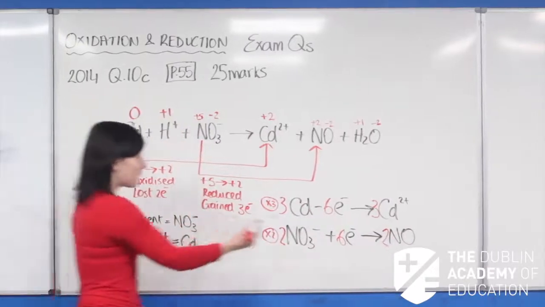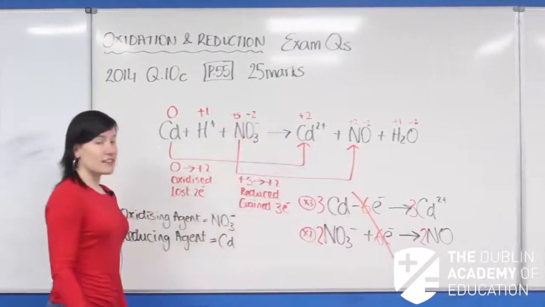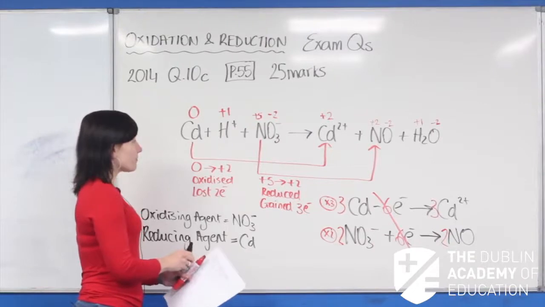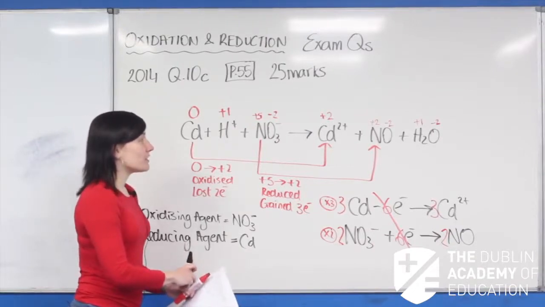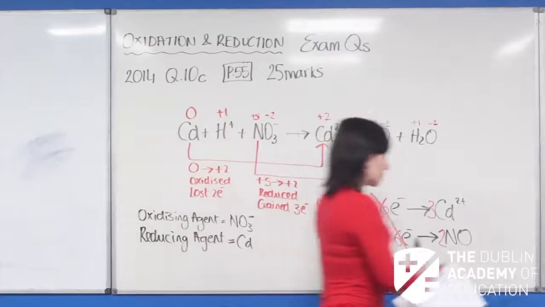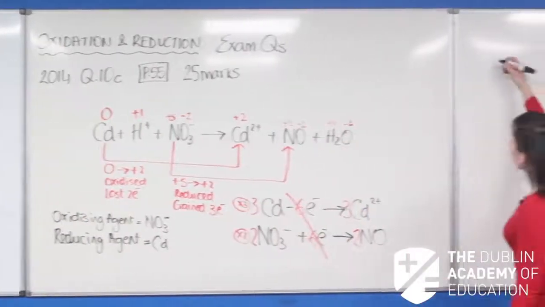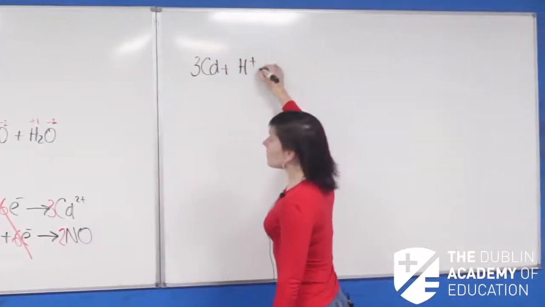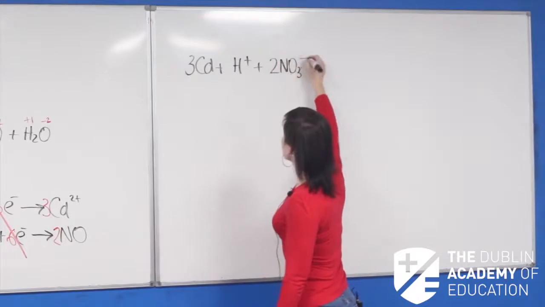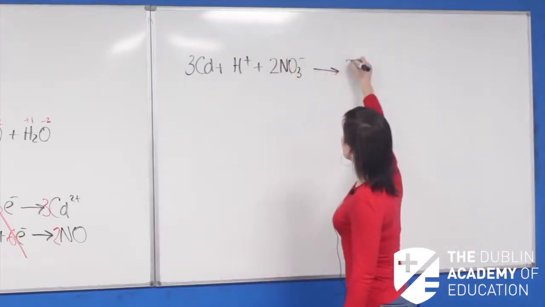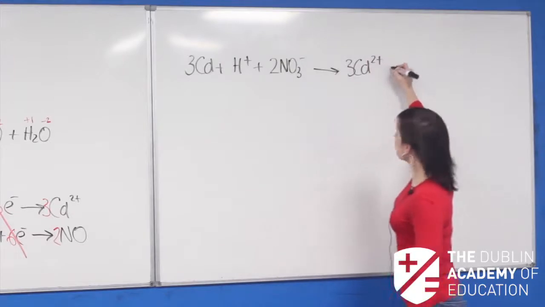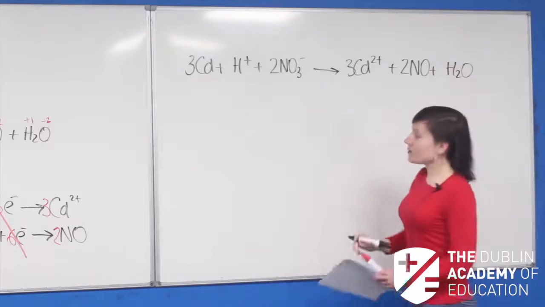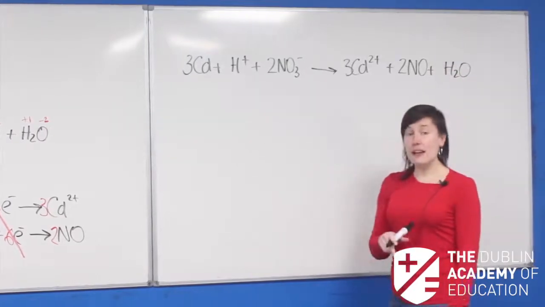So our electrons now cancel. We've the same number being lost and gained, so we're happy. We've balanced the electrons. We are now going to rewrite the first equation with those coefficients included, okay? So if I move over here, I'm going to rewrite this. So 3Cd plus H+ plus 2NO3-, okay, gives us 3Cd2+ plus 2NO plus H2O. Okay, so the electrons have been balanced, but we still have to balance the atoms.